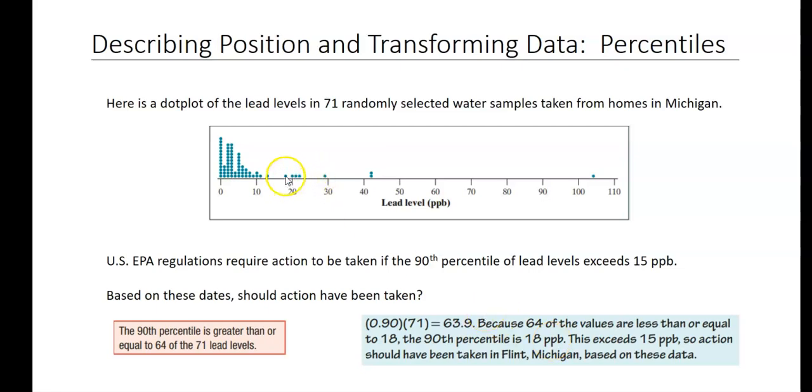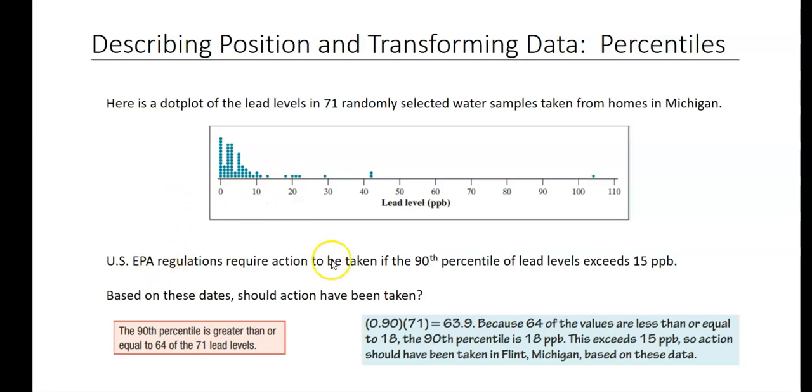So 64, which means 1, 2, 3, 4, 5, 6, 7. Yes, so 64 is that 18th right there. So that's where that dot is. That's the closest we have, and 18 exceeds 15 ppb. My way, you couldn't really tell. You were kind of like, I don't get it. It's close, but it didn't make sense. This way makes a lot of sense.